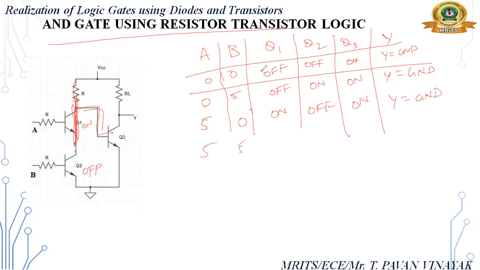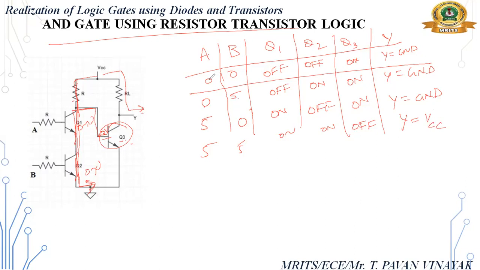Now both are 5 volts. When both are 5 volts, Q1 is on, Q2 is on. When both are on, this is short, this is short. Means VCC will go to ground. So the input to Q3 is 0 volts. So 0 volts means Q3 is off. When Q3 is off, VCC comes to output. Y is equal to VCC.